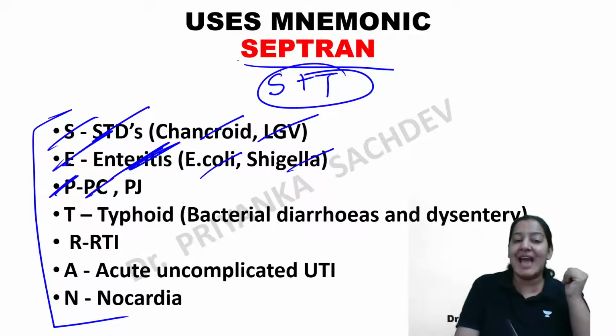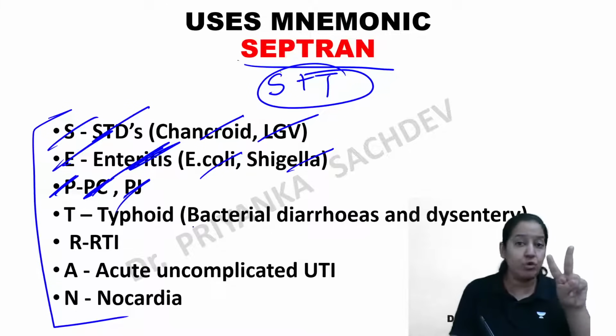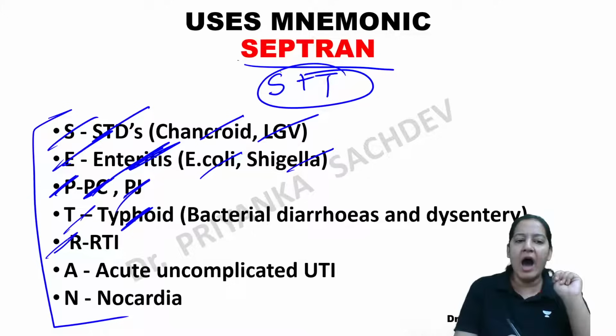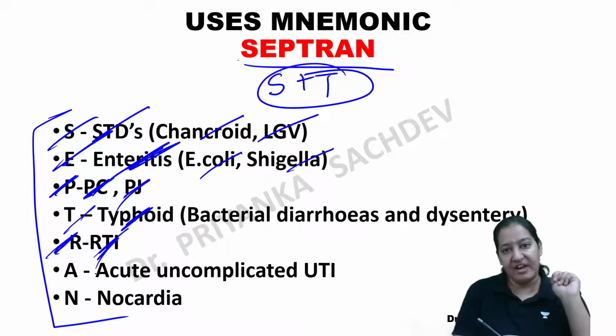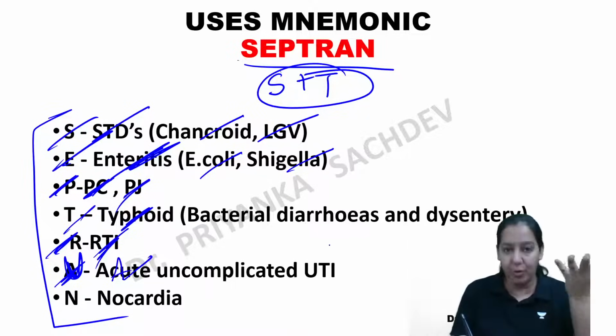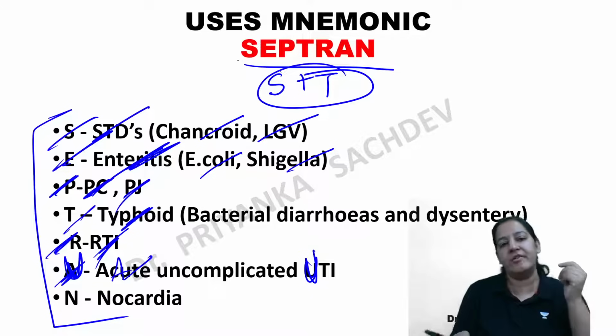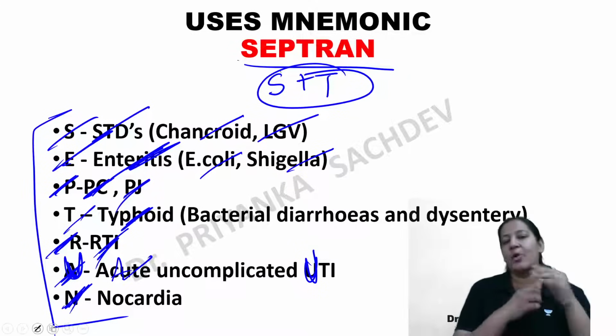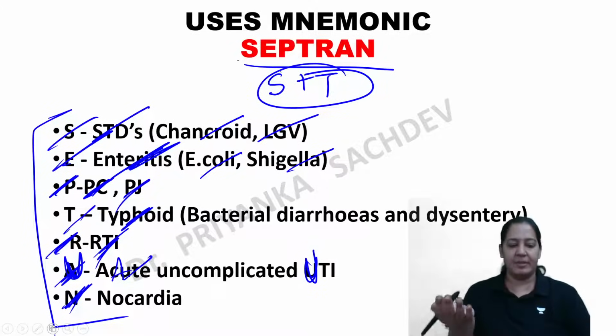P for Pneumocystis carinii and Pneumocystis jirovecii, the Pneumocystis fungus. T for typhoid. R for respiratory tract infection, RTI. A is not really fitting, it should be U. I made it acute because the mnemonic was not completing. It is UTI, urinary tract infection. And N is Nocardia. Everyone give me a thumbs up.